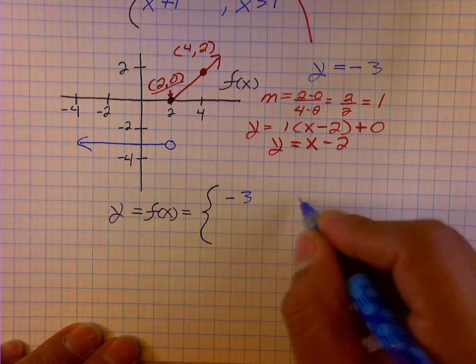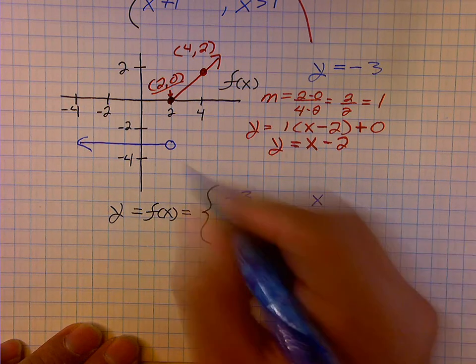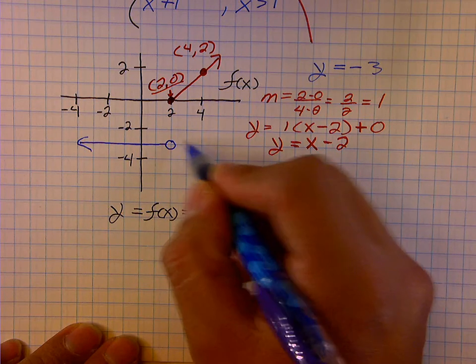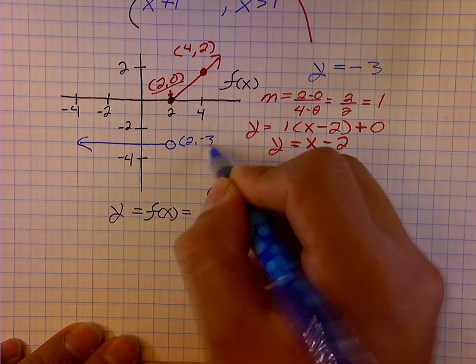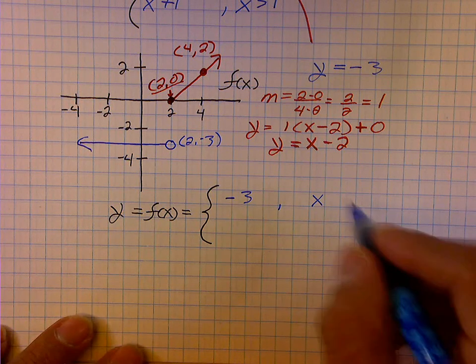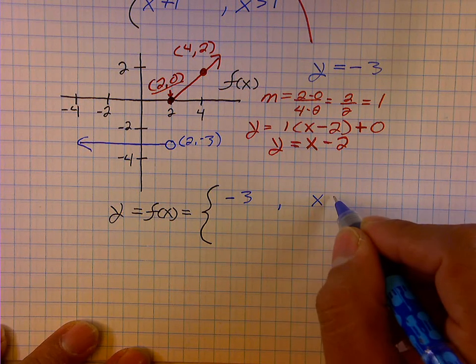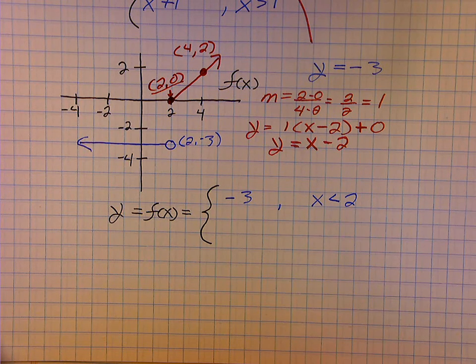However, I must tell the user when you can use this piece. This piece can only be used when x is, let's take a look at this point here. This is the point (2, -3). However, it's an open point, which means you cannot use that point, but you can use anything as close as possible to 2. So I simply say x must be less than 2. I cannot include an equal sign on this part of my formula.